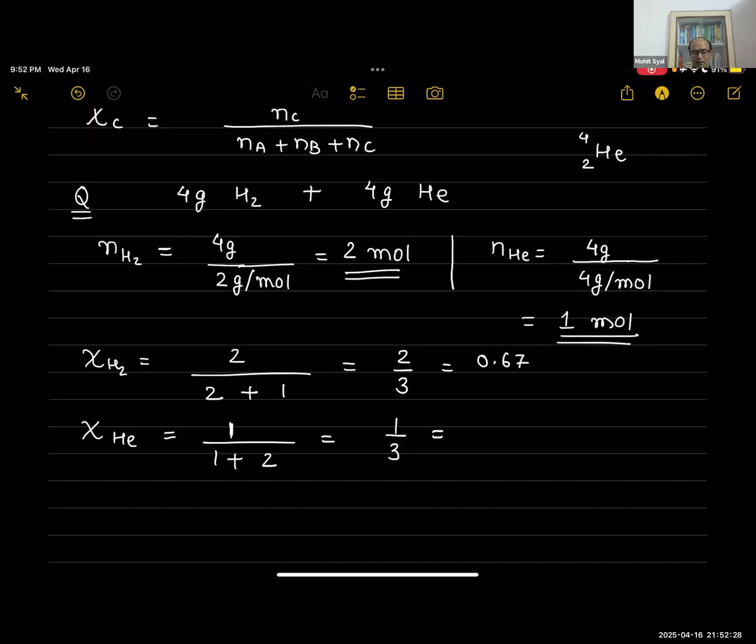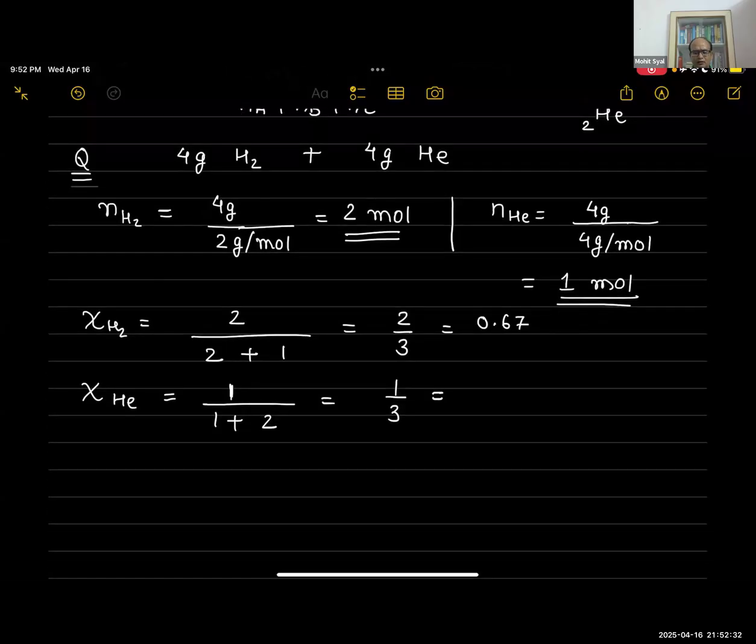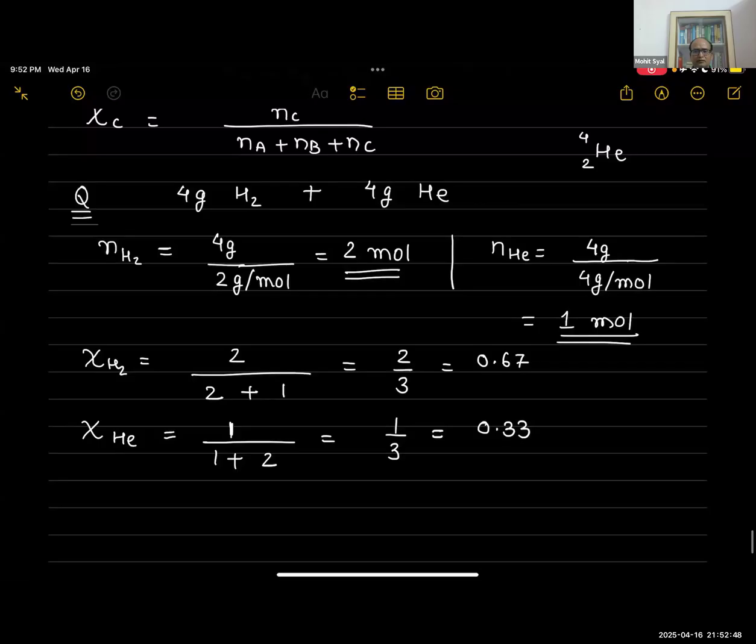Is it necessary to convert it into decimal form? No, not necessary. You can leave them as they are. Sometimes it is more comfortable to use fractions. Okay. So mole fraction is clear. Very simple. Can you tell me, Aisha, the units of mole fraction?